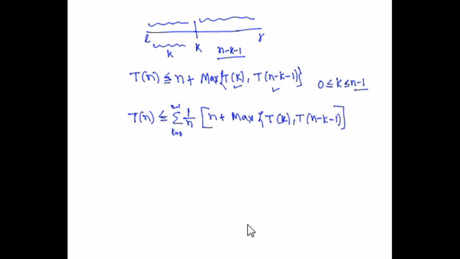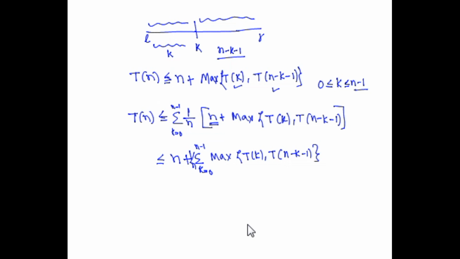Now let's try to simplify this equation. This n is a common term inside, independent of k. So I can write that this is smaller than or equal to n, which comes out of the summation, plus the summation. So 1 by n also comes out of the summation, of the maximum of T of k comma T of n minus k minus 1, where k is going from 0 to n minus 1.